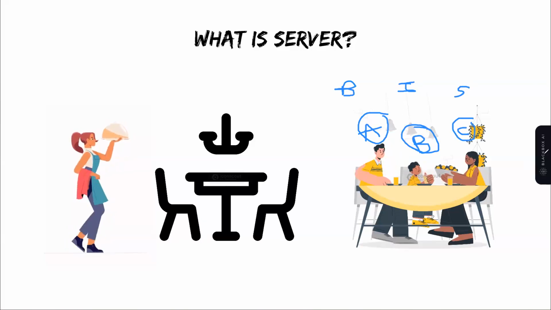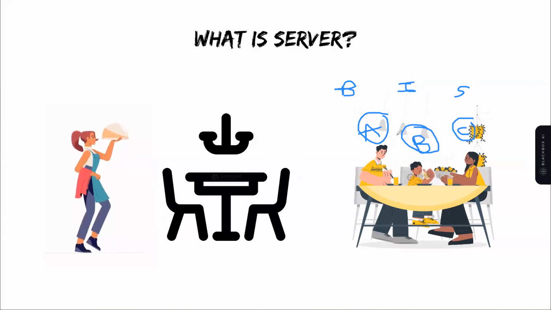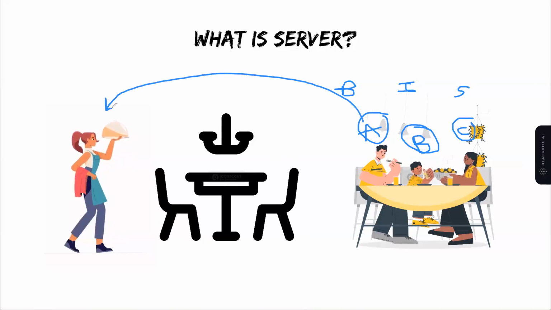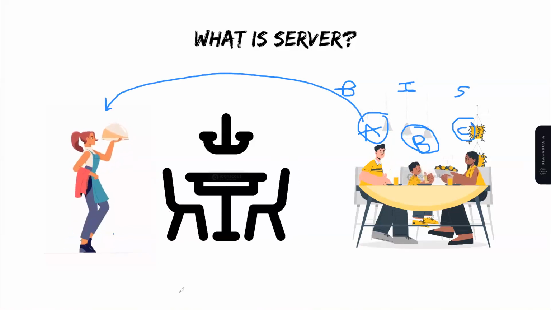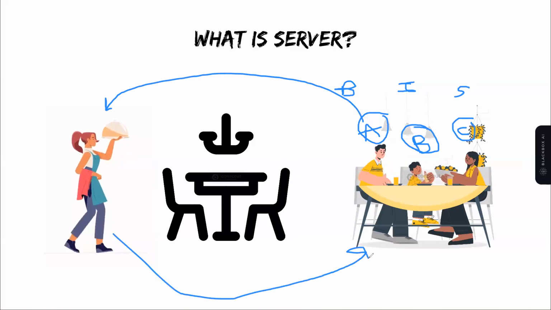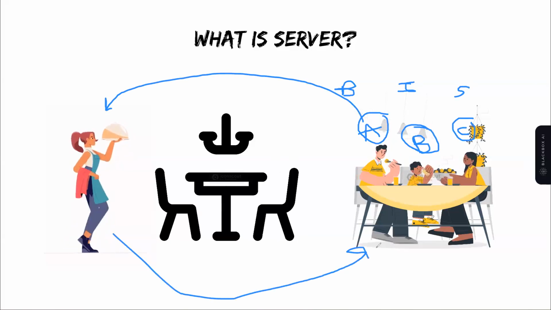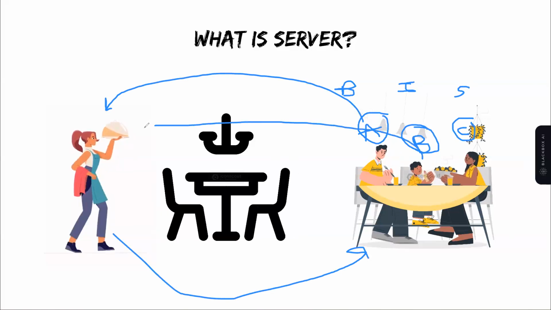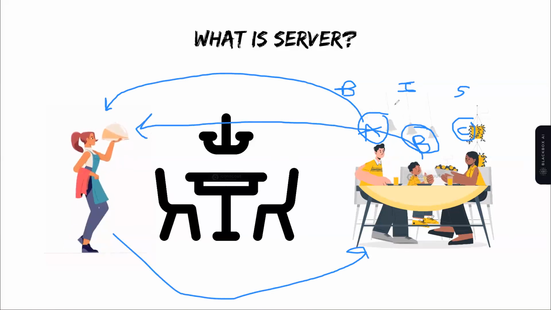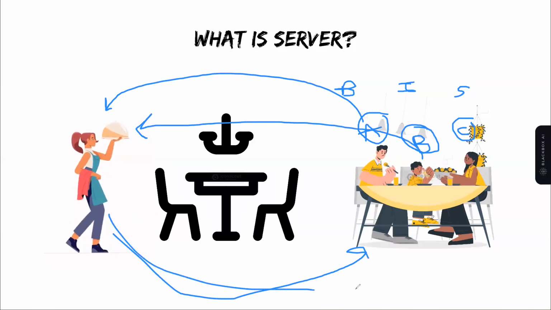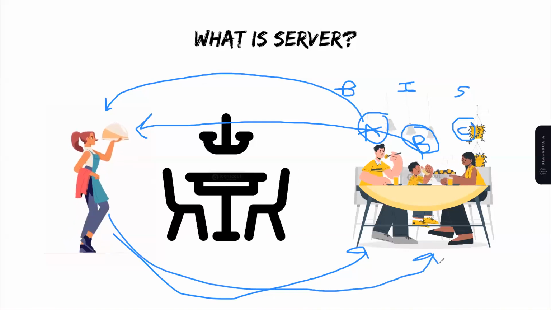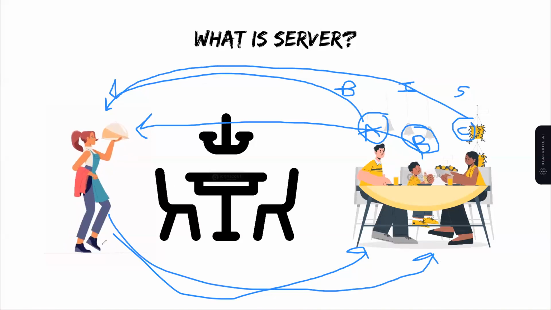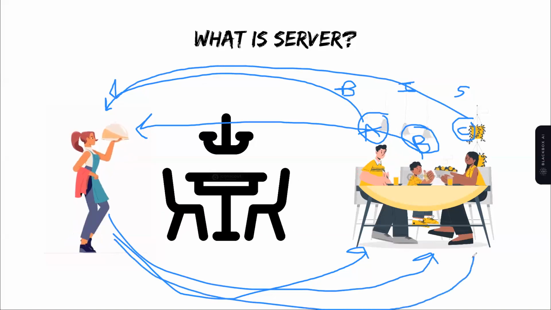Now tell me how it is going to work. User 1 is going to call the server and tell him that I want biryani. The server goes to the kitchen and brings the biryani, or not? That means the server is serving the user, or not? Again, one more time, user number 2 is asking the server, I am hungry, I want ice cream. The server listens to the user and serves the ice cream, or not? Again, after some time, user 3 is requesting salad from the server. Again, the server went to the kitchen and brought the salad, or not?